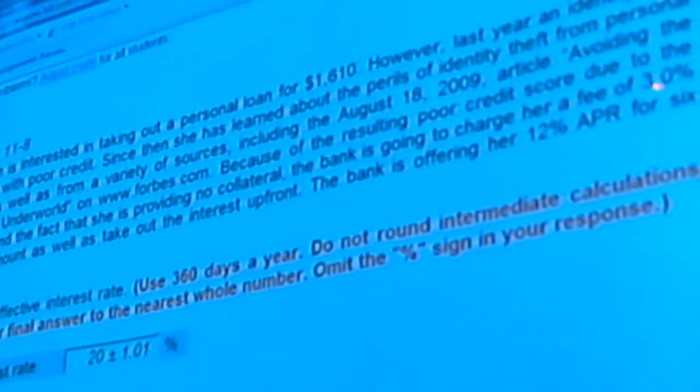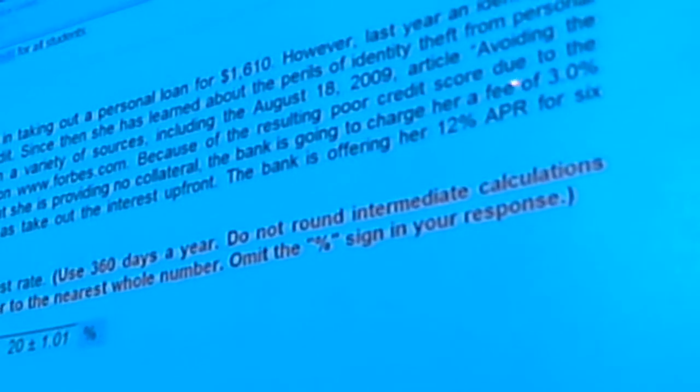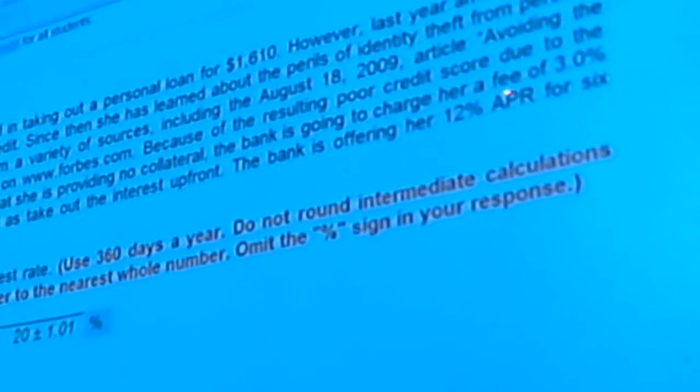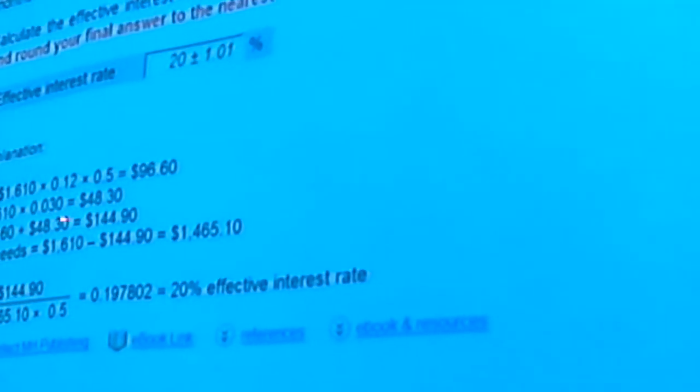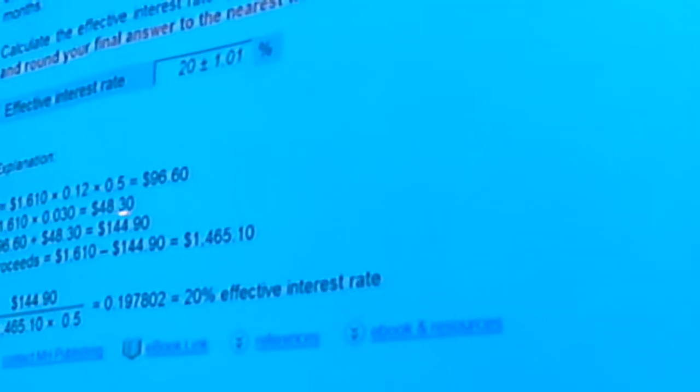Now, what's going on in the second step here? Because we don't usually have this. We're taking the principal and multiplying it by 3%. 0.03. Why? Because that's what she's being charged. She's being charged an extra fee because of her poor credit. And she has no collateral, by the way. So the bank looks at her as a bigger risk. So they're going to take out an extra 3% of the principal, which is $48.30.